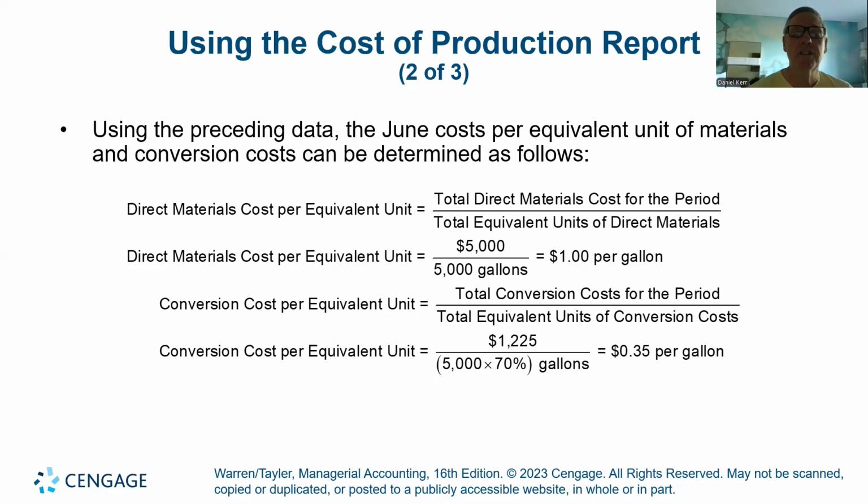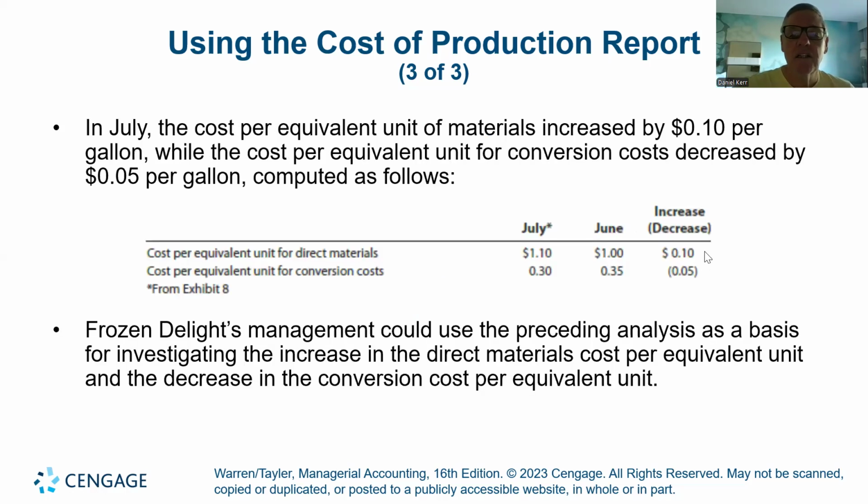Now, if we've got those costs for June, then we can compare them to the cost for July. And let's assume the costs for July are given here. So for July, the cost per equivalent unit is $1.10. Notice for June, the computation that we did was $1, so it went up by 10 cents. And notice the conversion costs for July were 30 cents, and for June, they were 35 cents. So when you look at that, you'd say, what's going on here? Why did materials costs go up? And why did conversion costs go down? I don't know, but this is the beginning of the analysis. Anytime you've got a change in cost, you have to explore it more fully.